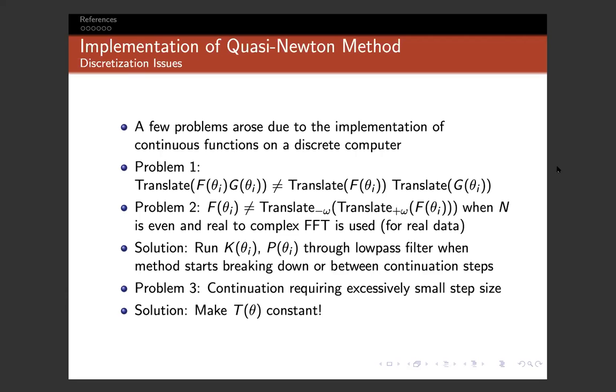And the third problem that arose was that the continuation would sometimes start requiring excessively small step sizes. This was especially the case when we were continuing by rotation number, fixing the epsilon and changing the omega to find a family of tori, especially when we were getting closer to the singularity. The solution we found was to make the shear term t of theta constant.